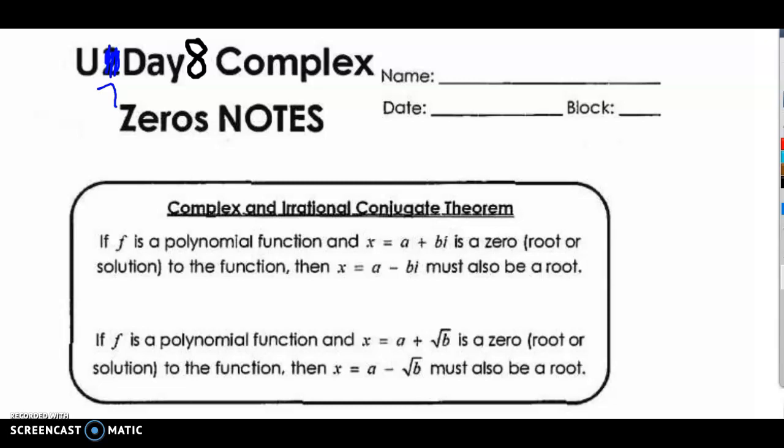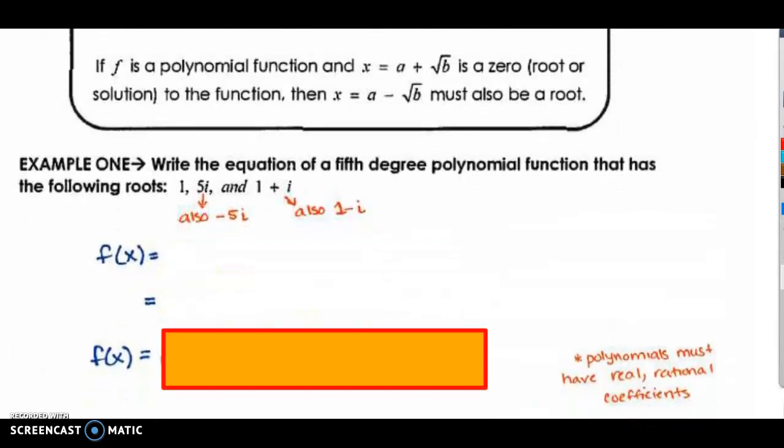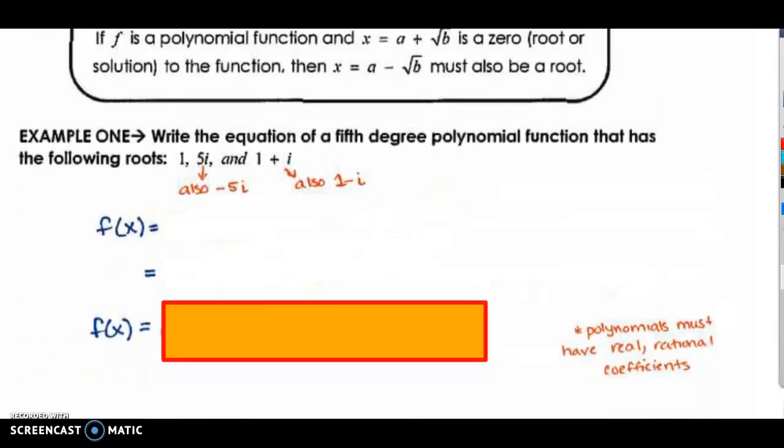And last class we were finding all the real zeros of a polynomial, and today we're going to find all the zeros, including the complex, the imaginary ones. So we're going to go ahead and first start with the complex and irrational conjugate theorem. Basically, if you've got a zero at a plus bi, you also have one at a minus bi. And same if you've got one at a plus square root of b, then you have one at a minus square root of b. And this is basically just review from Algebra 2, but let's just go ahead and fill this out.